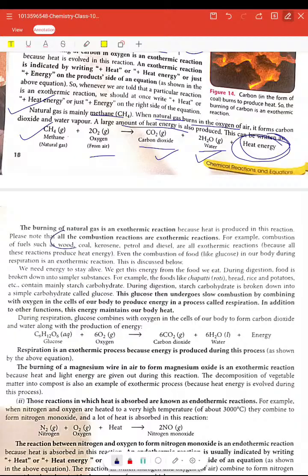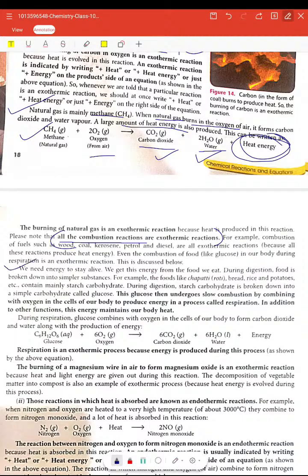All the combustion reactions, when we burn in air, are exothermic reactions. Another example we will discuss on the basis of exothermic reactions is respiration.